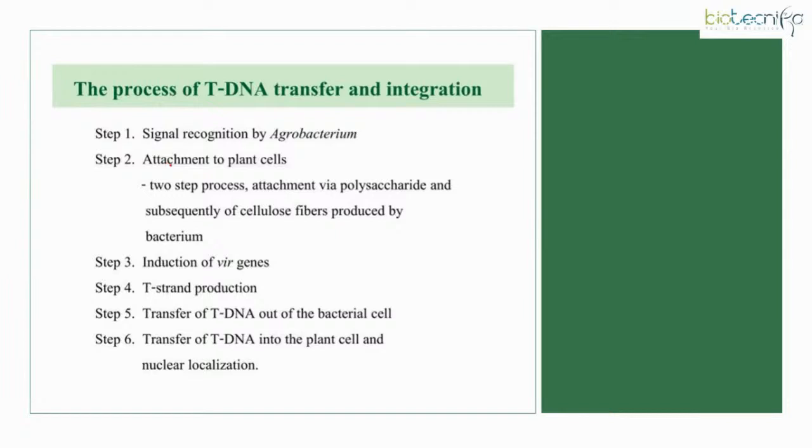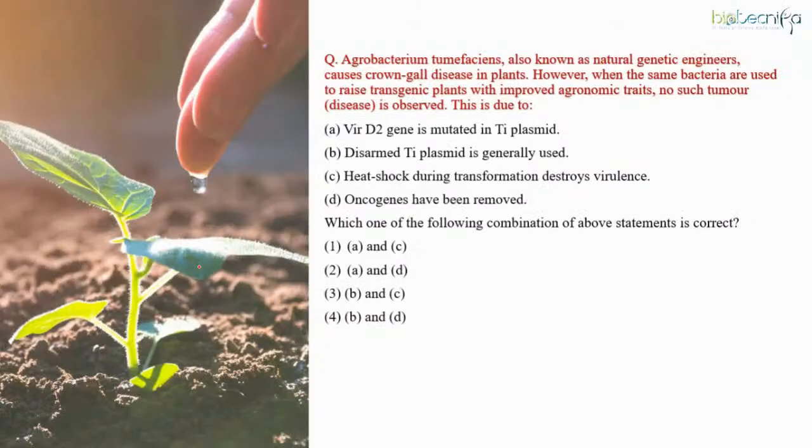So basically, we have 6 major steps involved. First is the signal recognition by the bacterium. Next is the attachment to the plant cells. Next is the induction of virulence genes, T strand production, then how the tDNA is moving out of the bacterial cell, and finally how they are entering inside the plant cell along with their nuclear localization signal. These are the 6 major steps to be focused on whenever we study Agrobacterium mediated gene transformation.